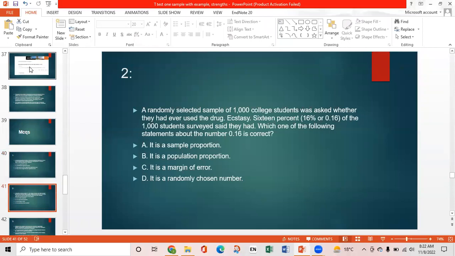Second MCQ: a randomly selected sample of 1,000 college students was asked whether they had ever used the drug ecstasy. 16%, that is 0.16, of the 1,000 students surveyed said that they had. Which of the following statements about the number 0.16 is correct? Option A, it is a sample proportion. Option B, it is a population proportion. Option C, it is a margin of error. And option D, it is a randomly chosen number.